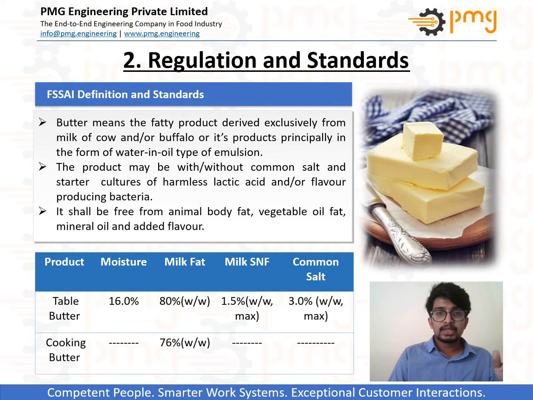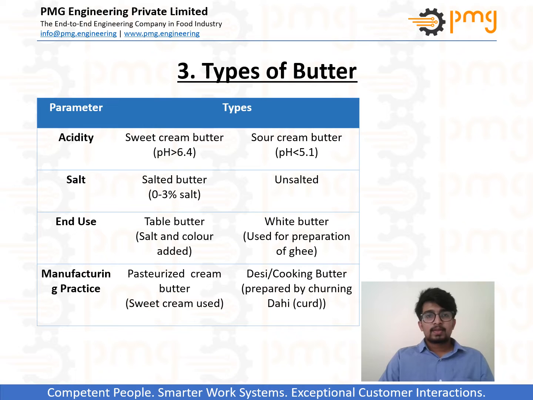The definition and standards of butter is given by FSSA. The main criteria given by FSSA for the marketing of butter is the fat content and manufacturing practices. FSSA has classified butter into table butter and cooking butter. Types of butter. The butter is classified according to different parameters such as their acidity, salt content, end use, and manufacturing practices, etc. We shall be discussing them in detail in coming slides.